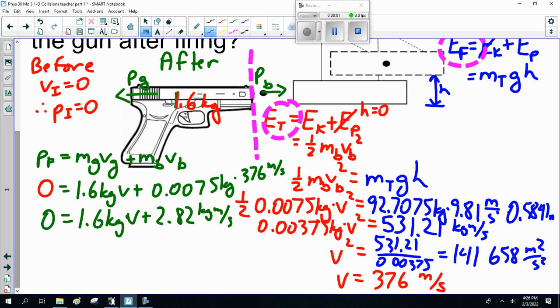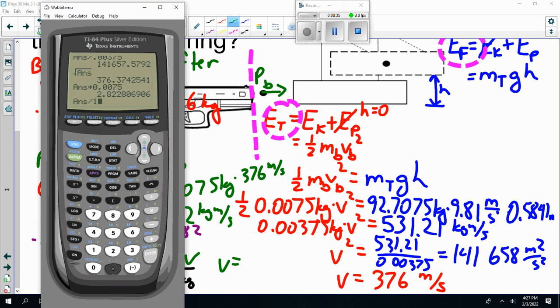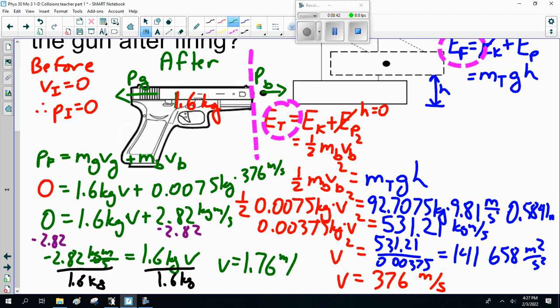So, subtract 2.82 from both sides. Minus 2.82 kilogram meters per second equals 1.6 kilograms times V. Divide both sides by 1.6 kilograms. Velocity equals divided by 1.6, 1.76 meters a second. So the recoil velocity of the gun is 1.76 meters a second. Ow, that's a lot of work. But you can see why I like it and why you can expect to see a question on it.